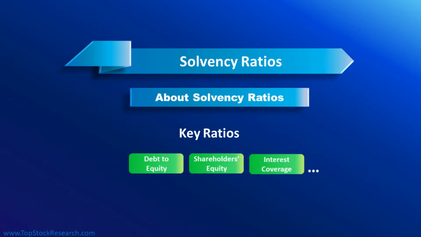They are not so constant. Now, next in the category is solvency ratio. So these are more in terms of the solvency. Some of the important ratios in this category are debt to equity, shareholder equity, interest coverage.